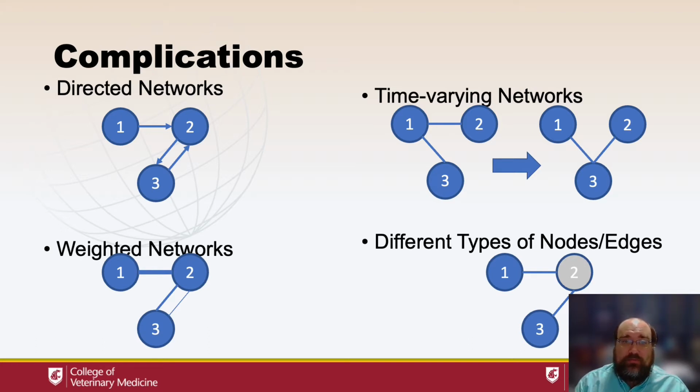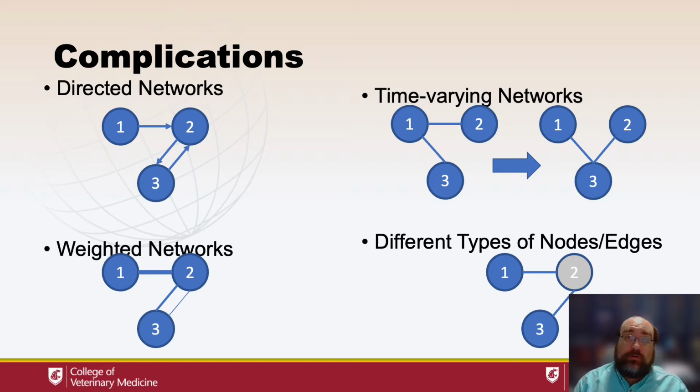You can think about time-varying networks. This is where networks change their structure over time as edges are picked up or dropped. This can be sexual partner selection. This can be just different sorts of connections between people.